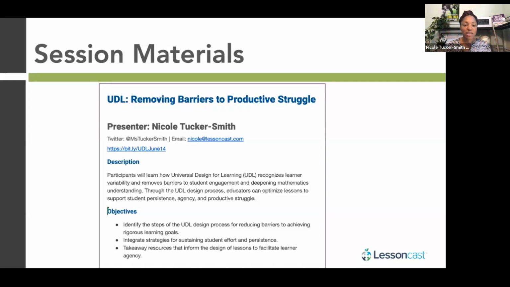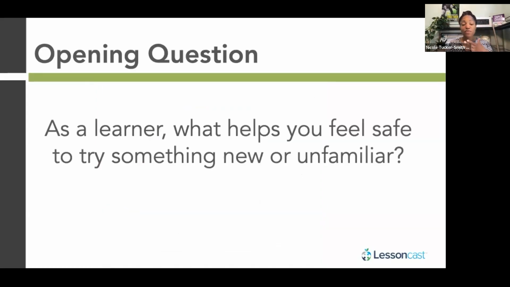So now my opening question for you is this. Feel free to either just jot this down for yourself, maybe just think it to yourself, or if you want, you can even put it in the chat. But my question is this: as a learner, so not as a teacher necessarily, but as a learner, as somebody who is learning, what helps you feel safe to try something new or unfamiliar? Take a moment to think about that from your perspective as a learner. What helps you feel safe enough to try something new or unfamiliar?